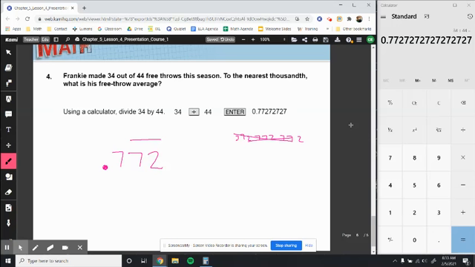Remember, when we are rounding to the nearest thousandths, it is the third place from the decimal. Stop after 3 decimal places.